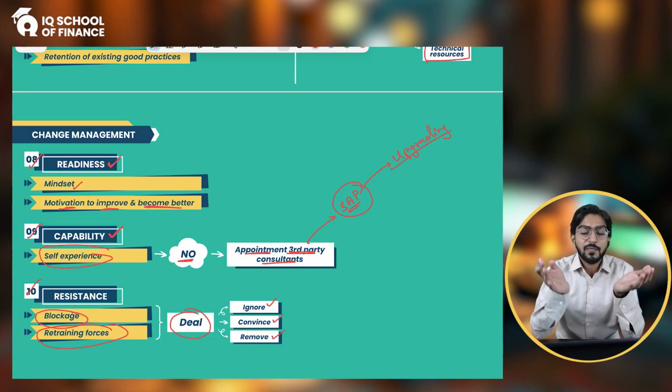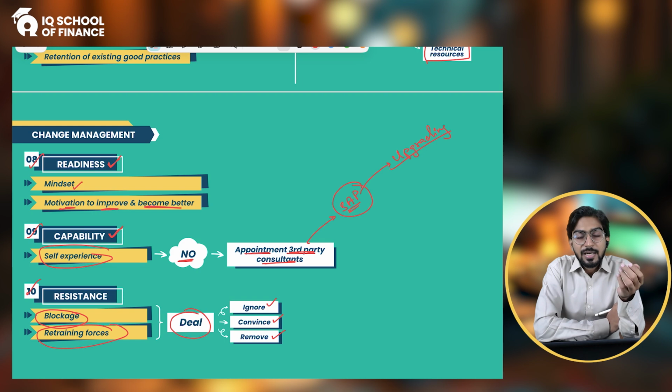So what do I mean by that? For example, if you are facing opposition, resistance or blockage from the employees or from any party, and you think that they are not that powerful, they are not your key stakeholders, so even if they are not accepting the change, ignore them. You don't need to worry about it, right?